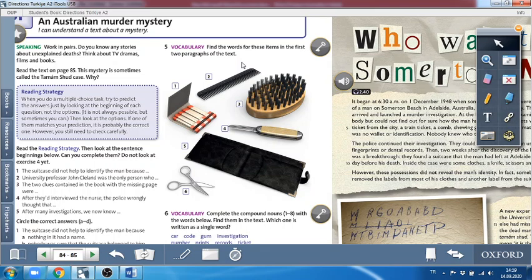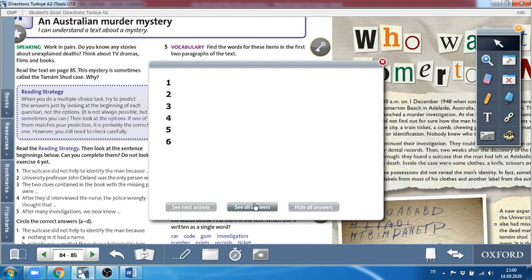And find the words for these items in the first 2 paragraphs of the text. What is this, or what are they? 1. Matches. 2. Comb. 3. A brush. 4. Knife. And 5. Wallet. And the last one, 6. Scissors. Here is the key.